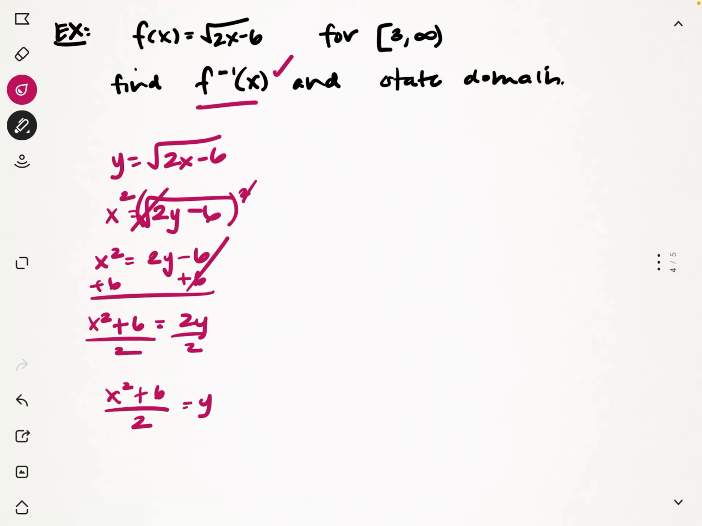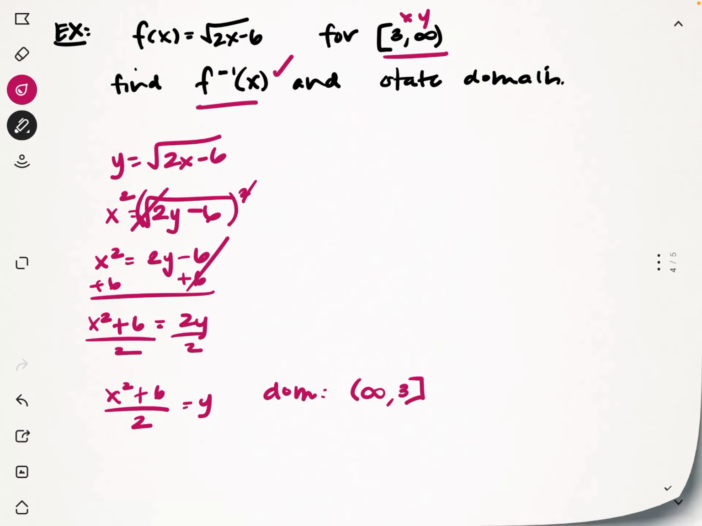And then the domain. Remember we said we switched the x and the y, so the domain for this inverse function is going to be the numbers switched around, making sure we keep the bracket with the 3 and the parenthesis with the infinity.